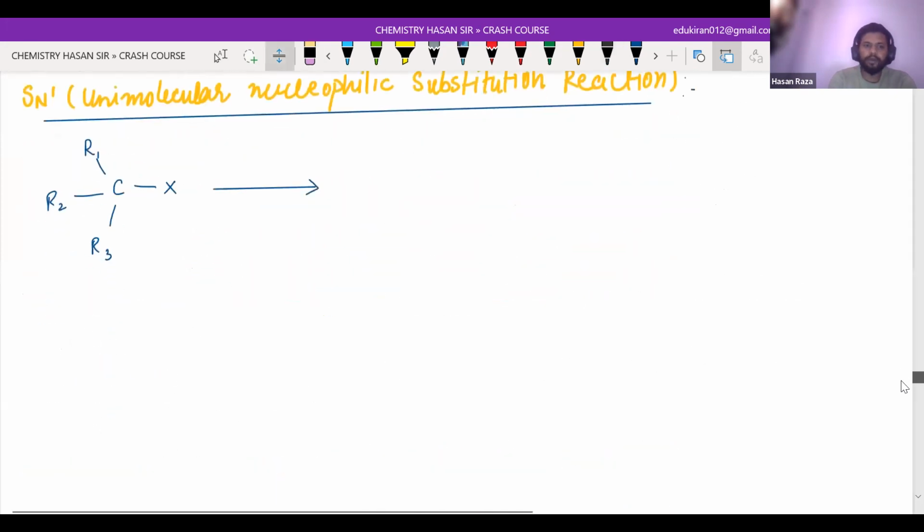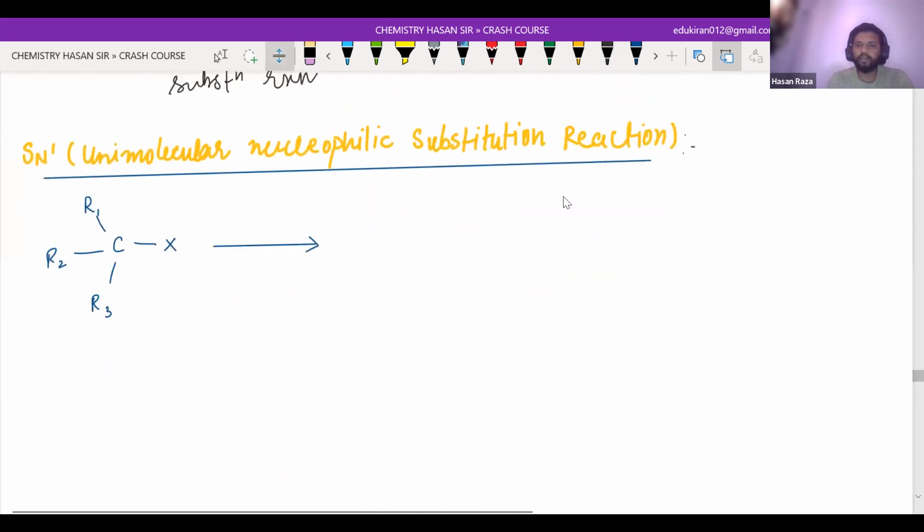Now, you can see unimolecular, I'm going to show you. See, this unimolecular proceeds through two steps. In the first step, it is basically the formation of carbocation. X minus will go. Wait a minute, please. Abruptly, sometimes it closes.